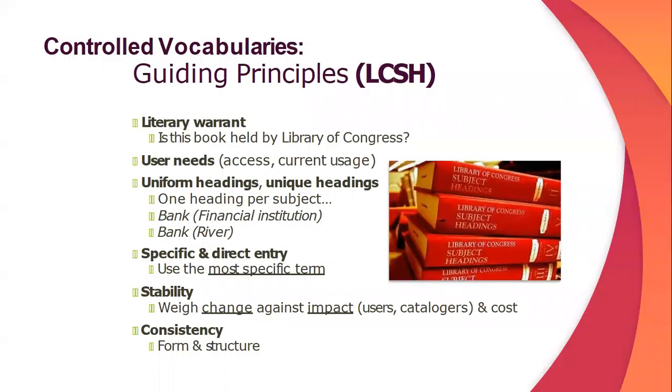Another, literary warrant, user needs, the uniform headings, unique headings, one heading per subject. Example, bank as a financial institution or the bank of a river. And specific and direct entry, use the most specific term, as I've mentioned earlier. Stability, weigh the change against the impact on the users, catalogers, and the cost. Consistency, the form and the structure.